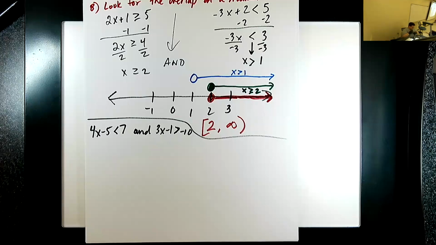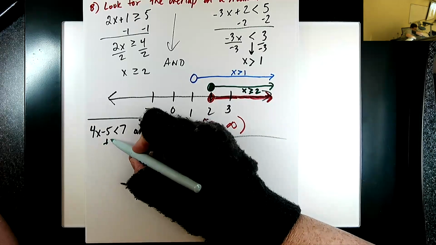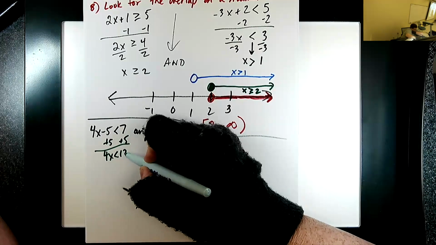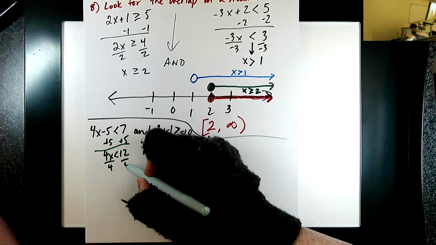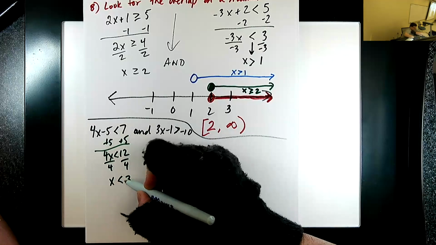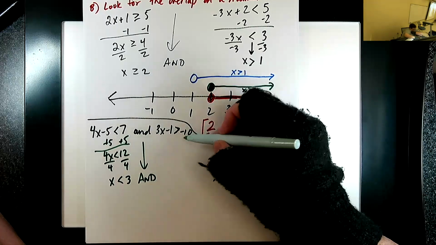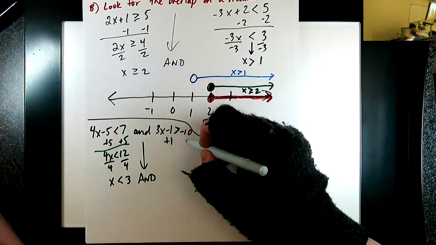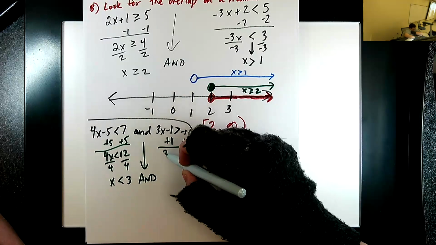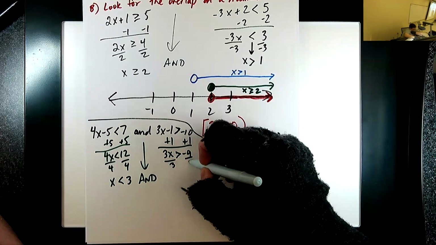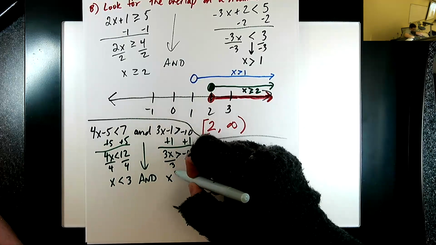Okay, if we solve this, I'll add 5 to both sides. I get 4x is less than 12. Divide by 4, and I get x is less than 3. Then I have my and. I can add 1 to both sides, and I get 3x is greater than negative 9. Divide by 3, I get x is greater than negative 3.